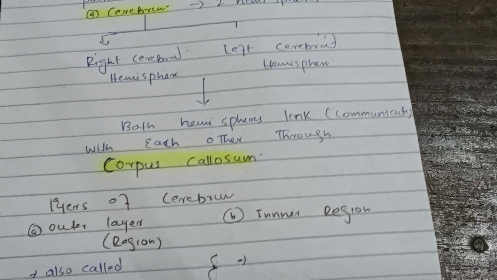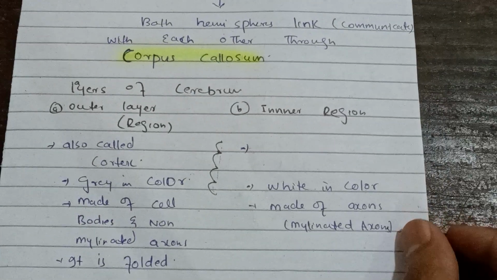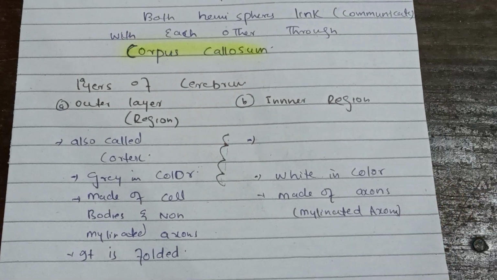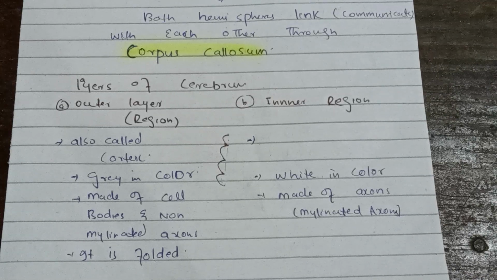The cerebrum has two layers or regions. One is the outer layer, and the second one is the inner region. The outer layer, also called the cortex, is gray in color. If you see the brain, its outer region is called the cortex, which is gray in color, made of cell bodies and non-myelinated axons. It is folded. The outer surface of the brain is always folded.